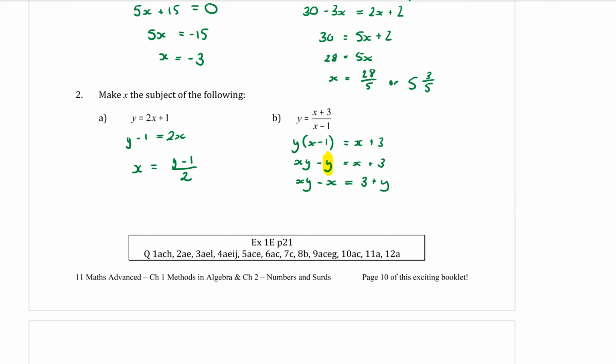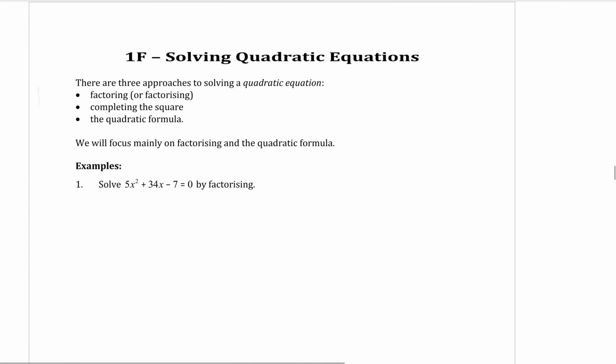Okay, so my x's are together, but I need to factorize them out, so there's only one of them. So factorize the x. X bracket y minus 1 equals 3 plus y, or y plus 3. Now there's only one x. All I have to do to get it by itself is to divide that bracket across to the other side. So x by itself equals 3 plus y over y minus 1. Fun, hey? All right, 1 to go.